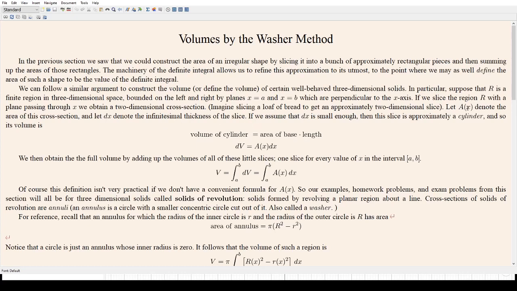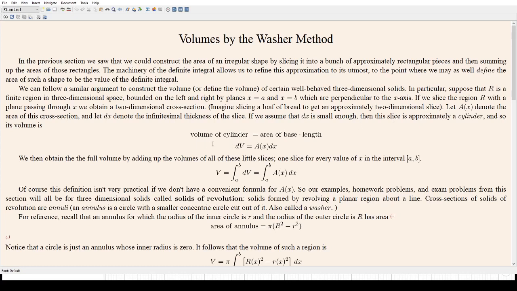So let's say that the area of the cross-section is A of x, and let's let dx be the thickness of the slice, which we are assuming to be very, very small. So we're going to use the infinitesimal notation to denote an arbitrarily small but still non-zero thickness. Well, if dx is small enough, then our assumption that functions are approximately constant kicks in, and so the slice is a cylinder. So remember what a cylinder is. A cylinder is literally just any two-dimensional region that has been extended linearly.